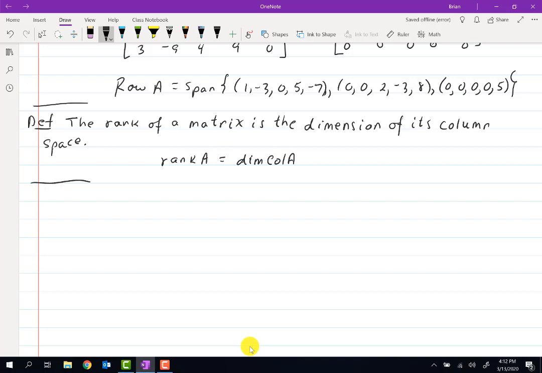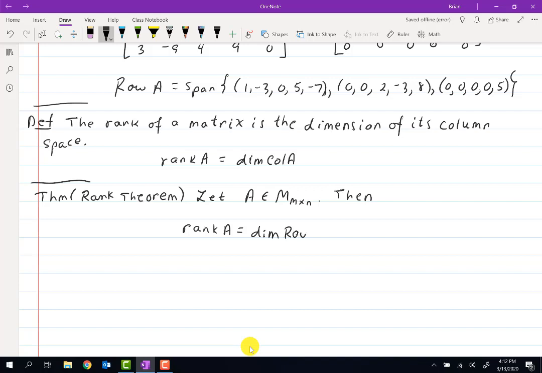And this leads us to a theorem that has a name. So you know what that means. Be careful. Memorize this, whatever you've got to do. This is an important one. Any theorems with names are important. So we'll start with: let A be an m by n matrix. Then the rank of A actually also equals the dimension of the row space. So this means the dimension of the row space is the same as the dimension of the column space. Very nice.